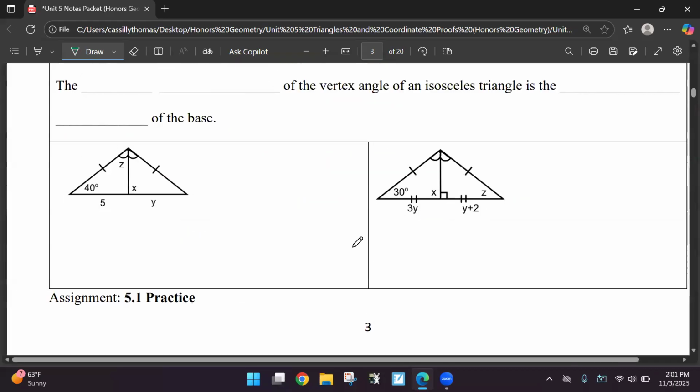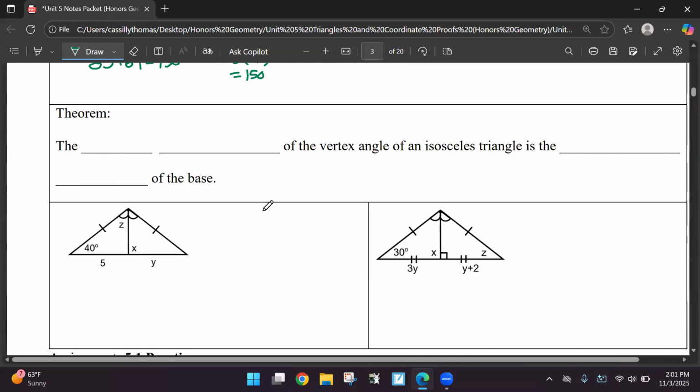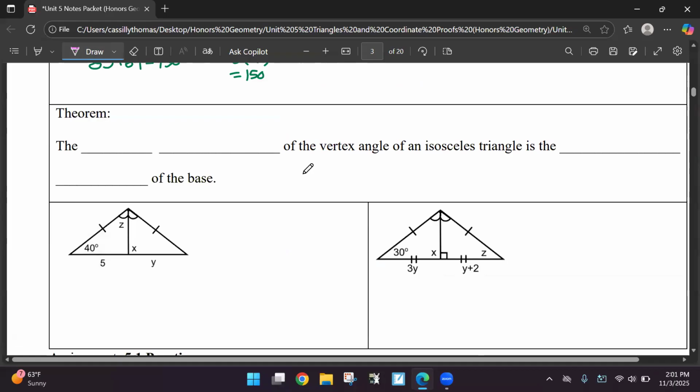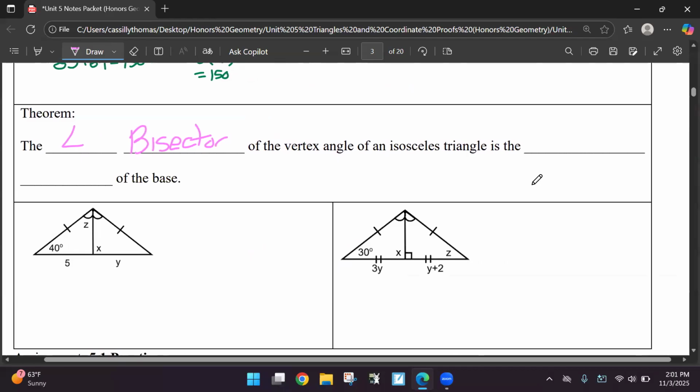I think I have two more. Last section here. How about the angle bisector? That's what I want to put here. The angle bisector of the vertex angle of an isosceles triangle is the perpendicular bisector of the base.